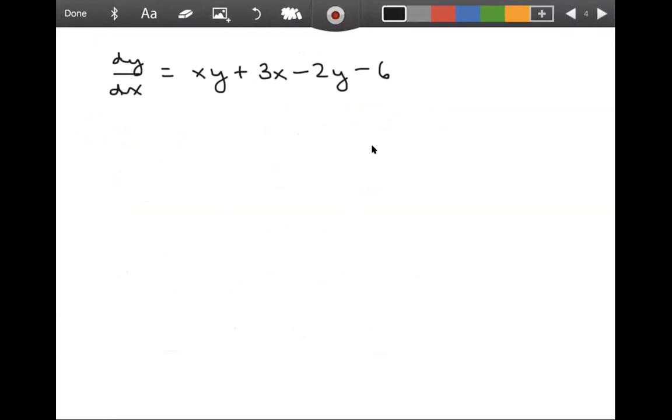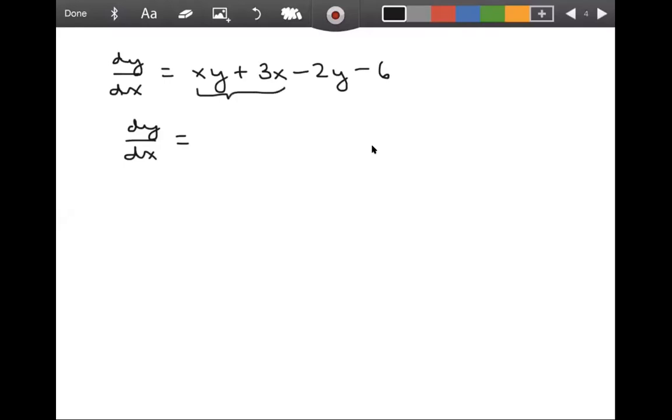All right, next example. In this example, we actually have to do a little bit of work to separate the x's from the y's. So how are we going to do that? Well, maybe it's been a while since you've had to do this kind of factoring, but xy plus 3x minus 2y minus 6 can be factored by grouping. Do you remember how that works?